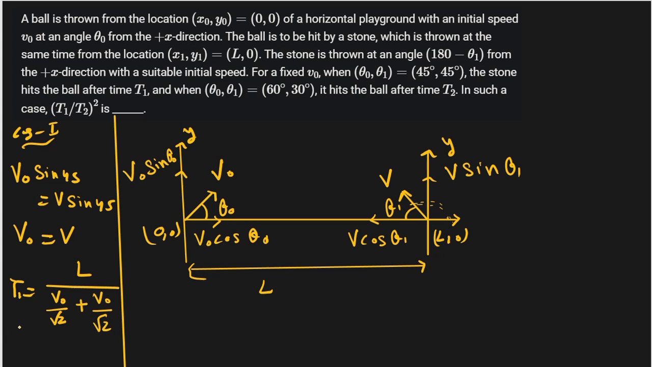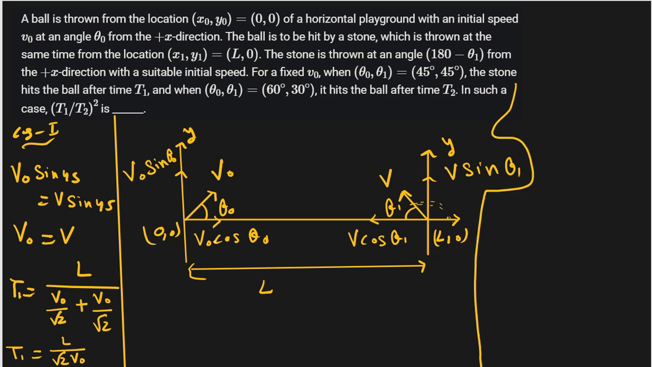So when we solve this, we are going to get T1 is equal to L by root 2 V naught. When you solve this, you get V naught by root 2 plus V naught by root 2, 2 V naught by root 2, which will become root 2 V naught. Now, let us solve this for the second condition.